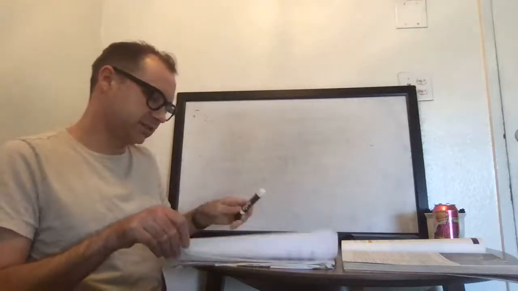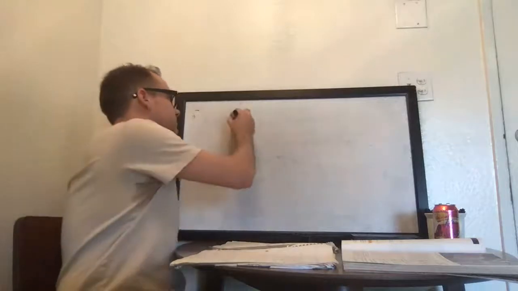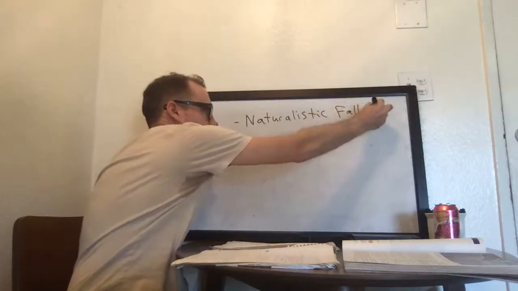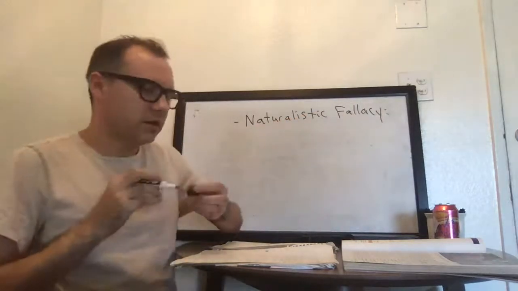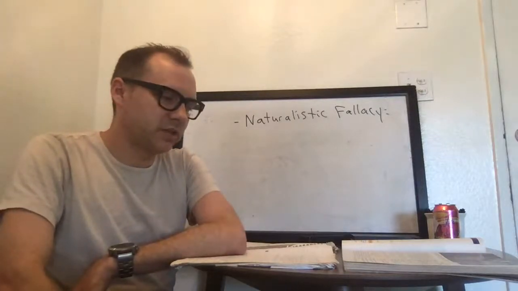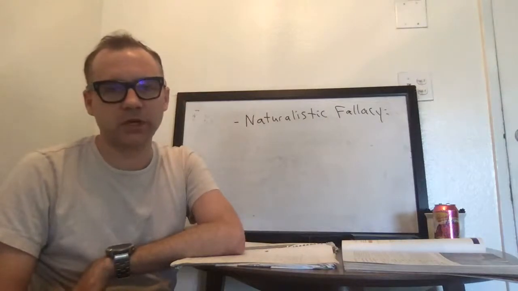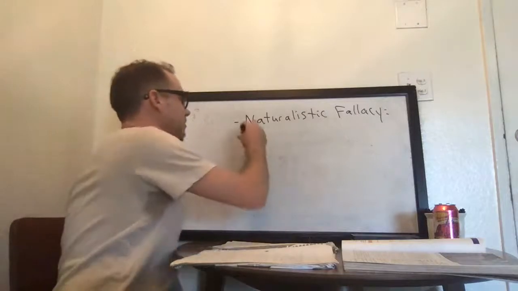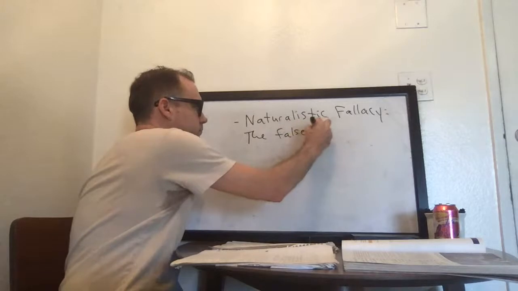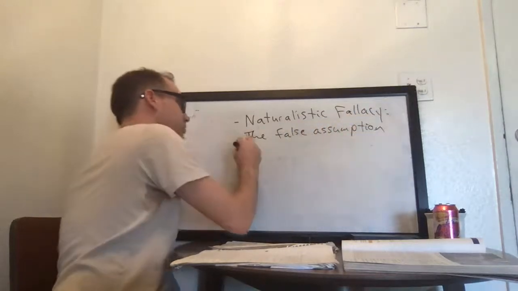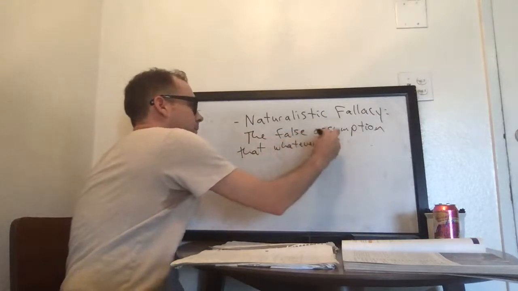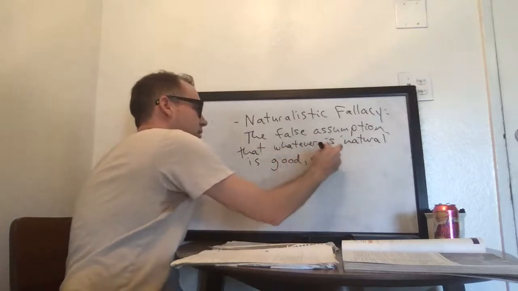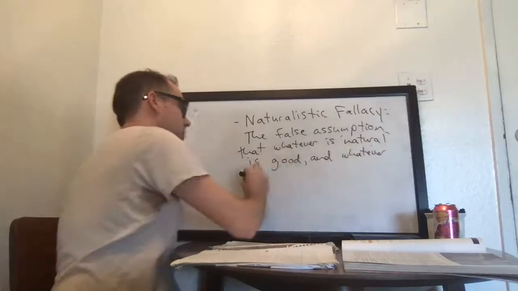Okay, and so then the last one from our whole list, last one to learn, is the naturalistic fallacy. Okay, so this fallacy basically is the faulty assumption that whatever is natural must somehow be good and right. And whatever is in some sense to be described as unnatural has to be something bad and wrong. And that's not necessarily true in many cases. So, the false assumption that whatever is natural is good. And, side by side with that, whatever is unnatural, quote unquote, is bad.